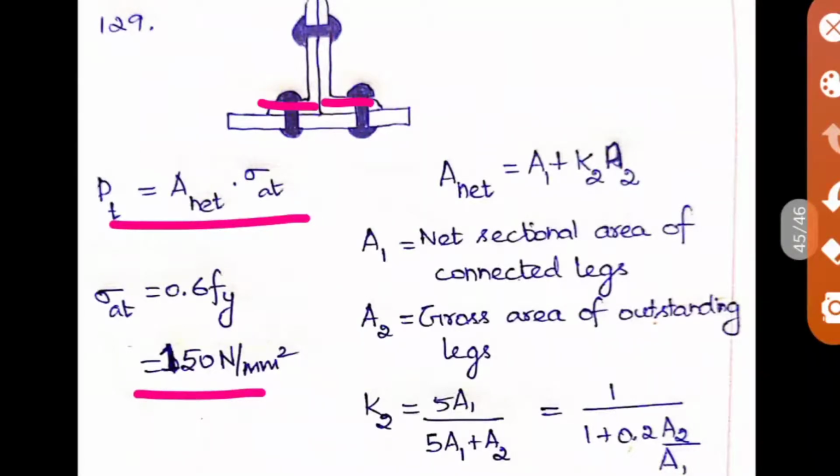And then A2 is the gross area of the outstanding legs. So the gross area of these outstanding legs. And then K2, the factor here, K2 is equal to 5A1 by 5A1 plus A2, or you can simplify it as 1 by 1 plus 0.2 A2 by A1.